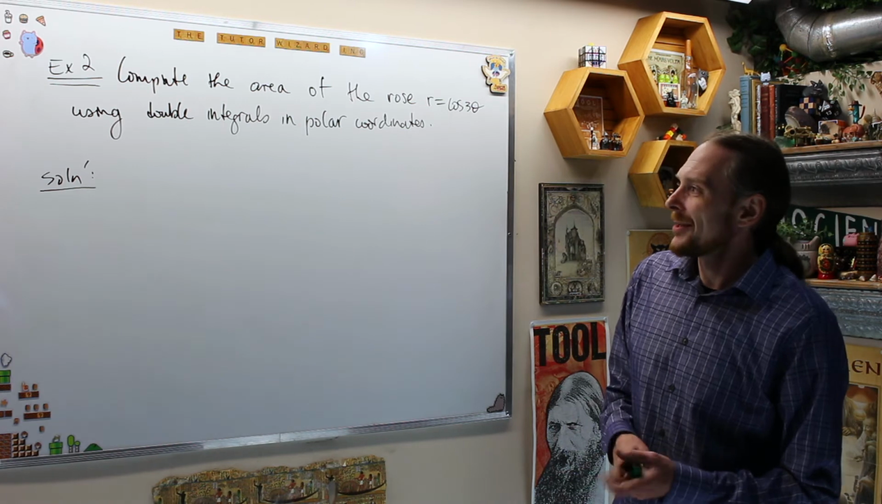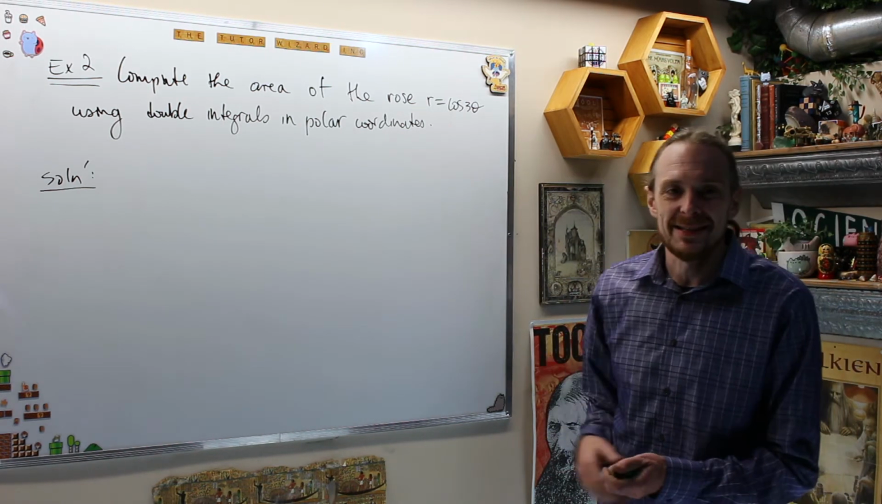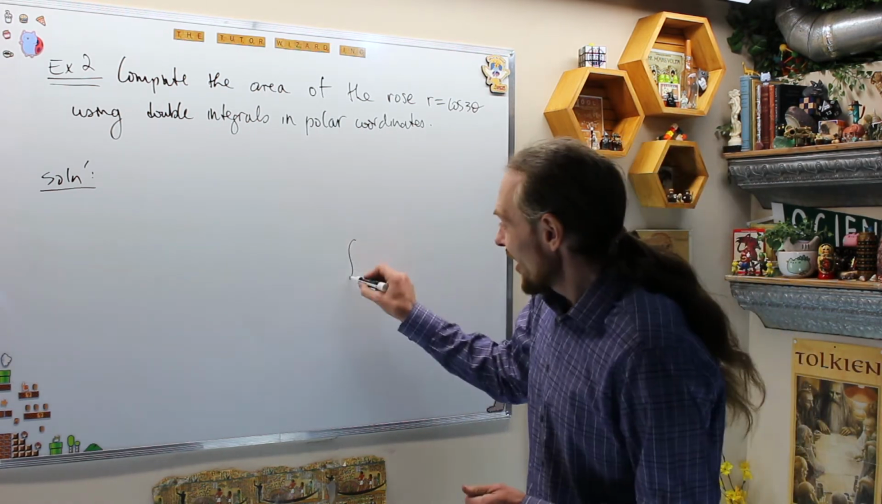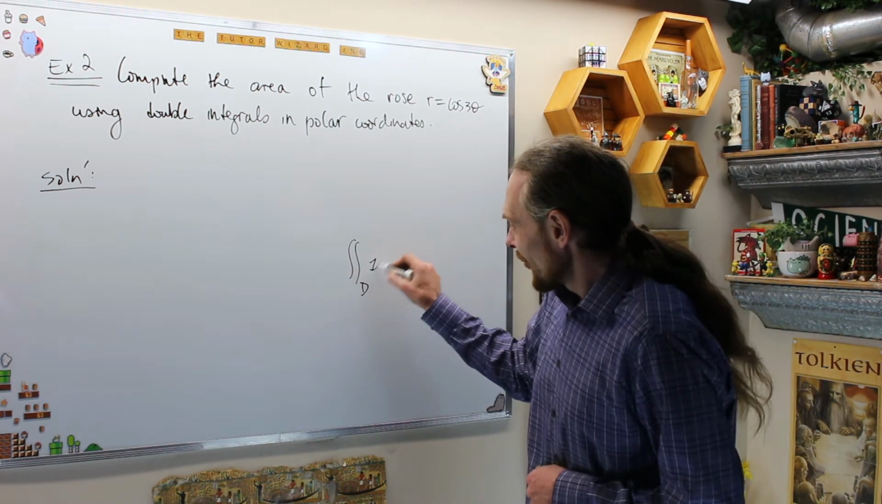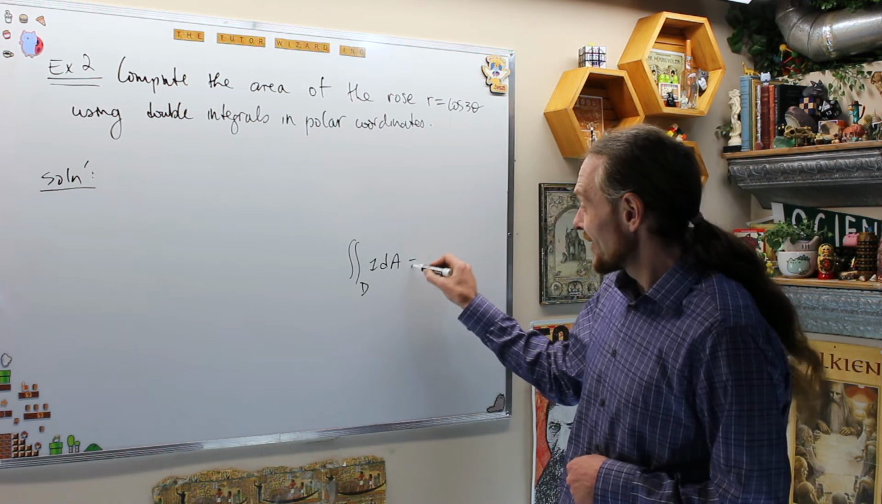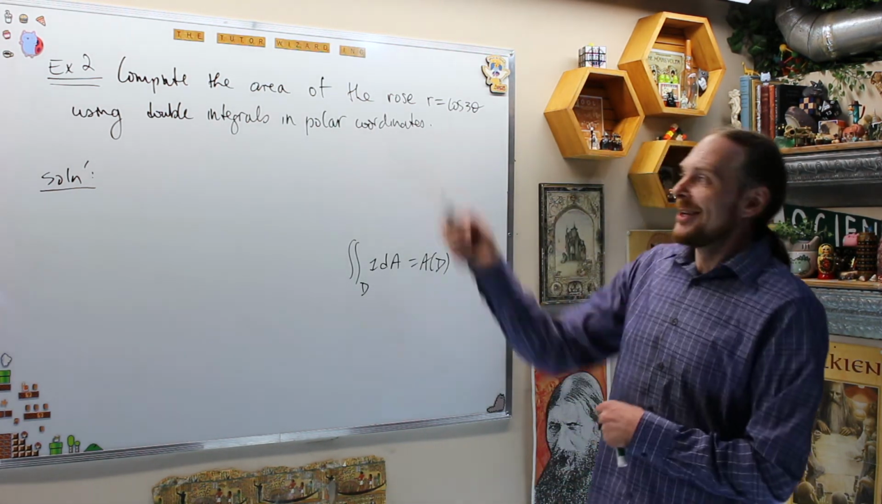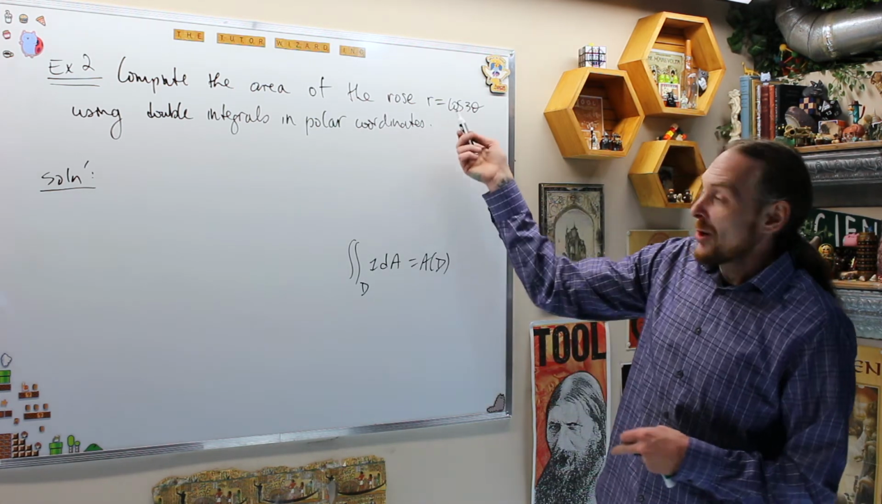What we're going to do now is remind ourselves of property 3, regardless of whether it's polar or not. If you have the double integral over D of 1 dA, that's the area of your region D. We're going to use that property now to find the area of this rose. You're like, what's this rose?